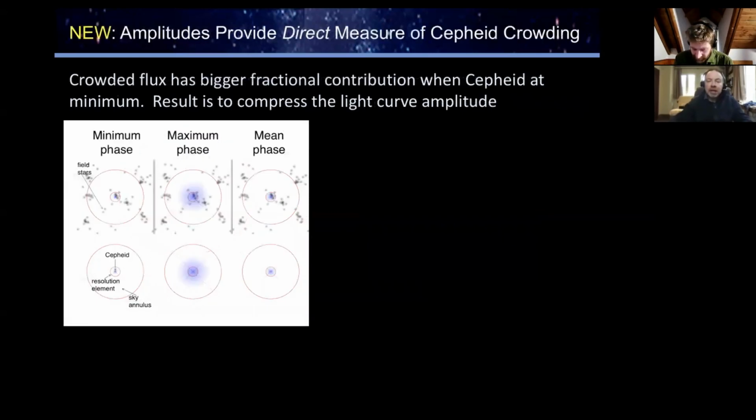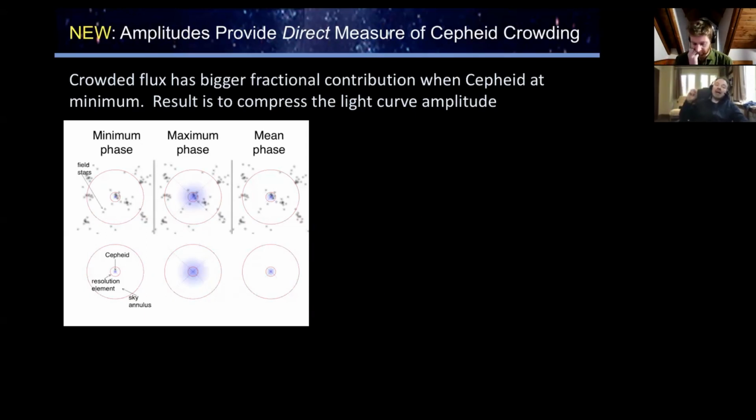However, we recognized a really powerful and direct measure of the Cepheid crowding is to actually study the amplitude of its light curve. Okay, so here's the same cartoon that I was showing you before, except instead of just showing you the Cepheid at one phase, imagine that the Cepheid is changing its brightness as it does. It's at minimum, it's at maximum, maybe it's at mean. Mean is what we usually use as the measure of distance.